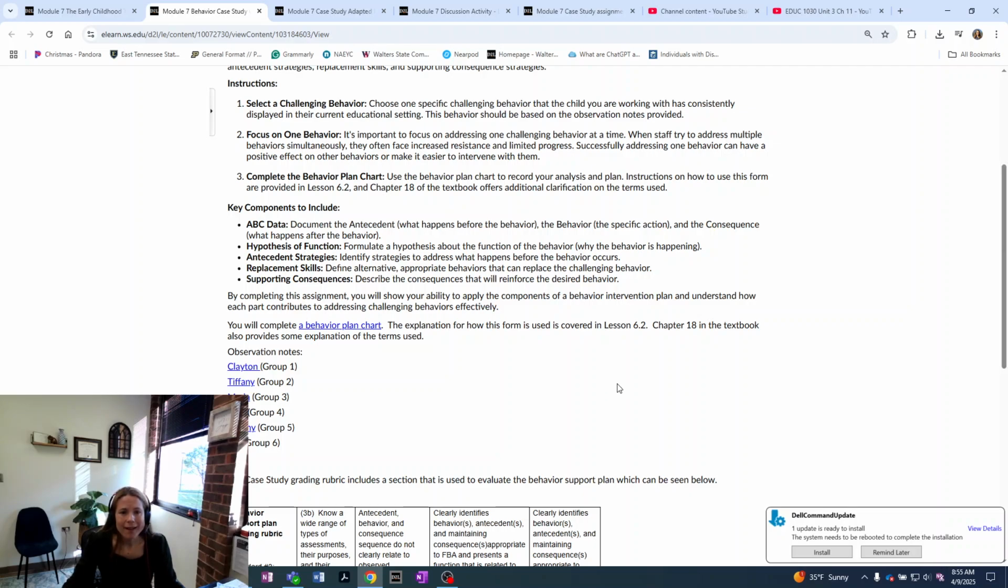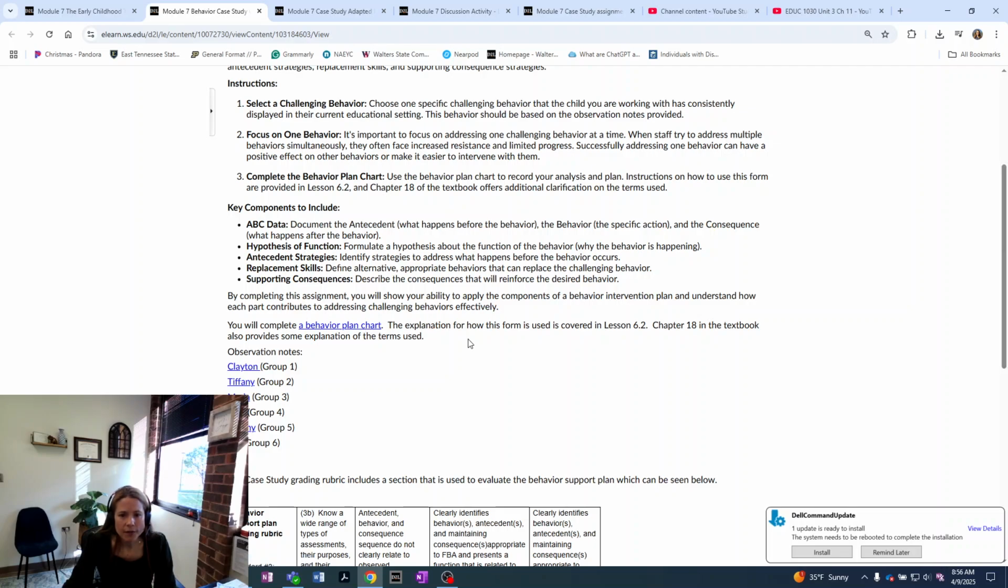Now, how do you use this form? This is in chapter 18 of your textbook, and also if you go back to lesson 6.2, the information is in there. Again, we're making connections. We're pulling what we did from chapter 6 into our module 7. Now, here is the behavior plan chart that you are going to complete.